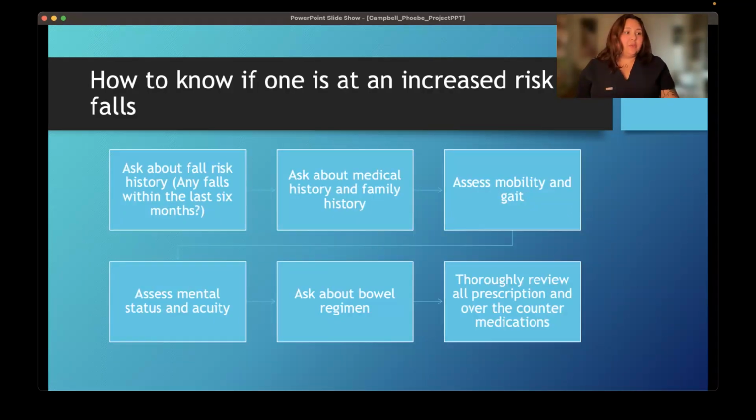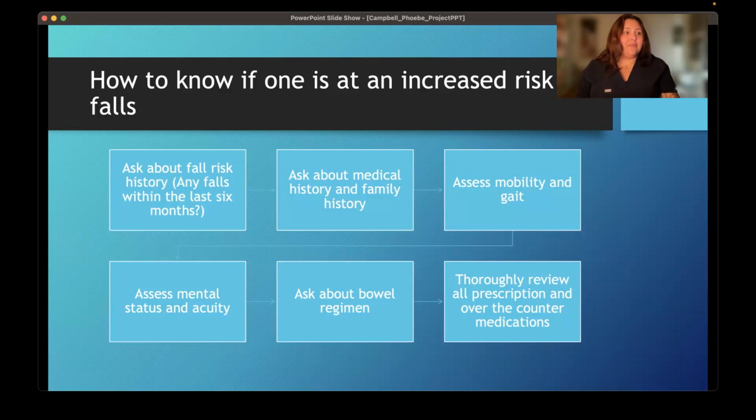So now we want to determine if someone is a high fall risk. At many facilities, there are protocols in place to follow to determine if someone is a low, medium, or high fall risk. My facility uses the Johns Hopkins Fall Risk Assessment Tool, which measures based on assessment and history if someone is a low, moderate, or a high fall risk.